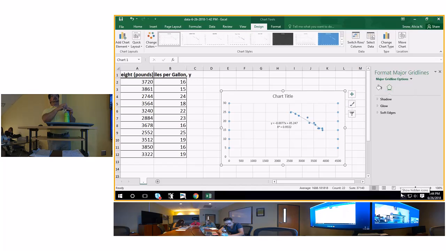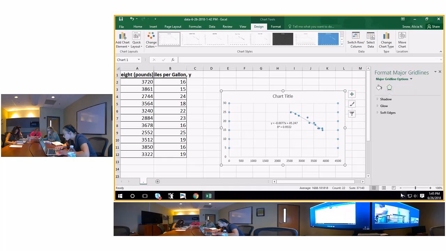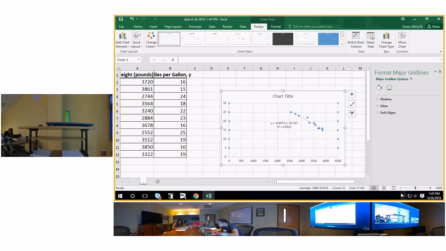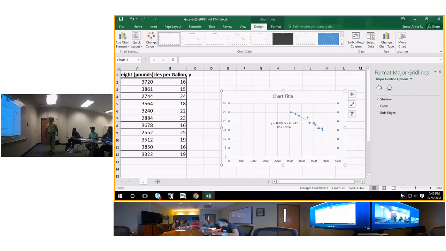Now, somebody take 0.9532 and raise it to the 1/2 power for me, or take the square root of 0.9532, and somebody tell me what you get. So is there correlation? Yes or no? Yes. 0.95 means that there is correlation.